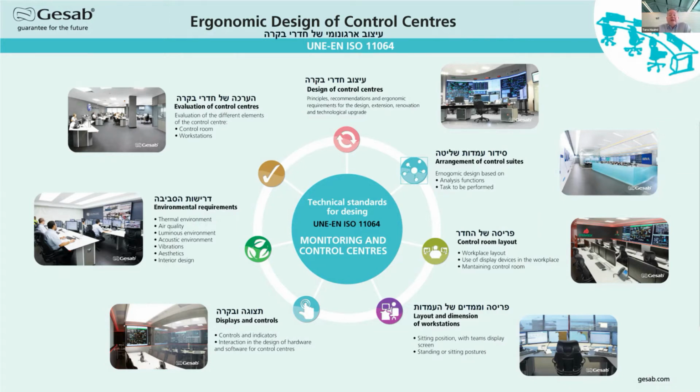They are specific guidelines which help us to achieve the correct and healthy control room. The case here is we can see that there is the ISO 11064 norm that is composed by several different aspects, and I would say that's the basic rule when designing a control room, taking care of different aspects.